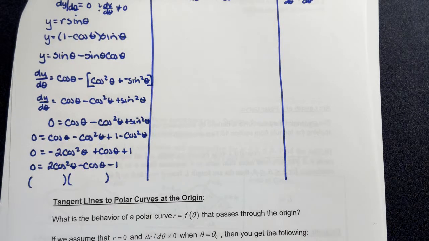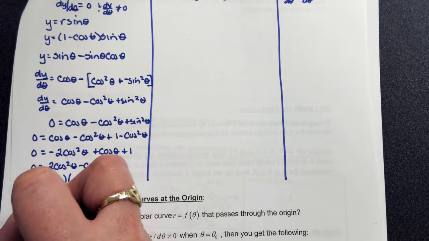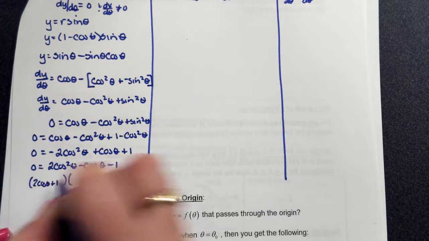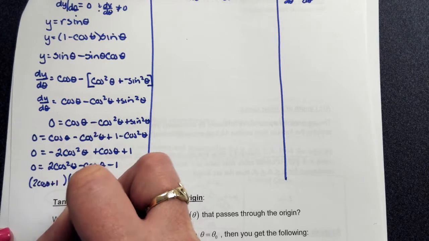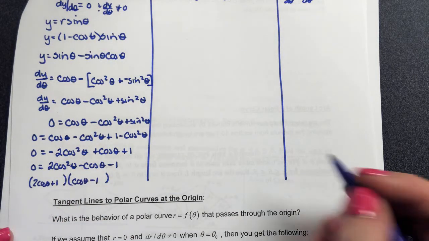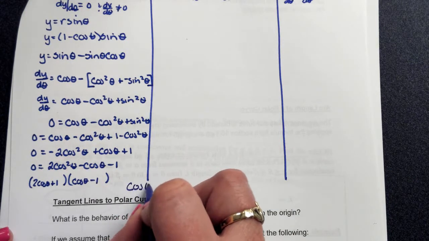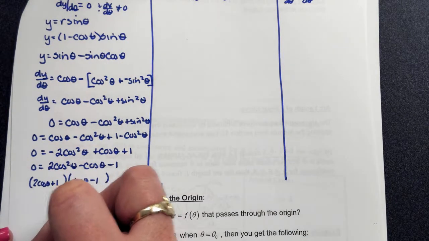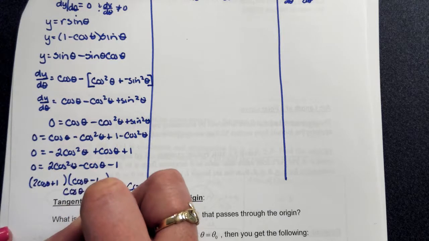If you're not sure what to do, you can do a substitution, take out the cosine, replace it with x. In fact, it is 2x squared minus x minus 1. You don't want to see it in terms of cosine. This will factor into what? 2 cosine theta plus 1 and then cosine theta minus 1. So I need to figure out where cosine of theta is equal to 1, and where cosine of theta is equal to negative 1/2.